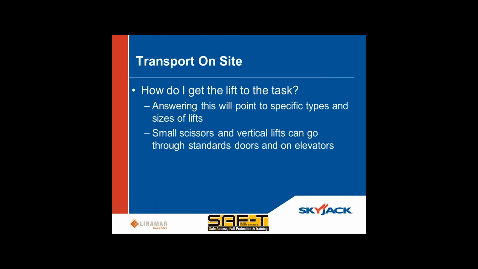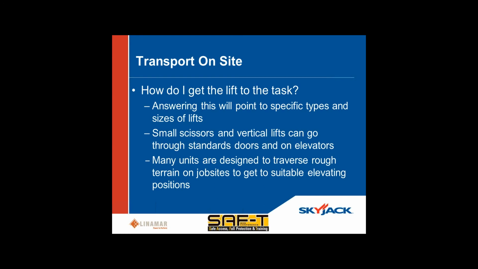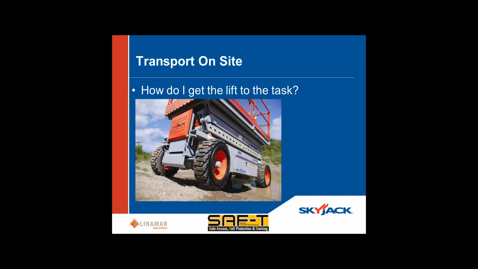So as I said here, small scissors and vertical lifts can go through standard doors and onto elevators generally, right? And certainly if that's part of your plan to use it as construction, then you have to account for those type of things and get something that's suitable and understand those specifications of the machine. And as I said, many units are designed to traverse rough terrain on job sites, and those were the ones that you'll use to get to suitable elevating positions if you have to get around unimproved surfaces on a job site.